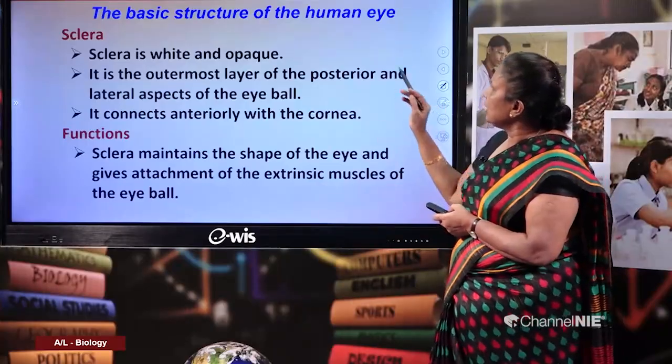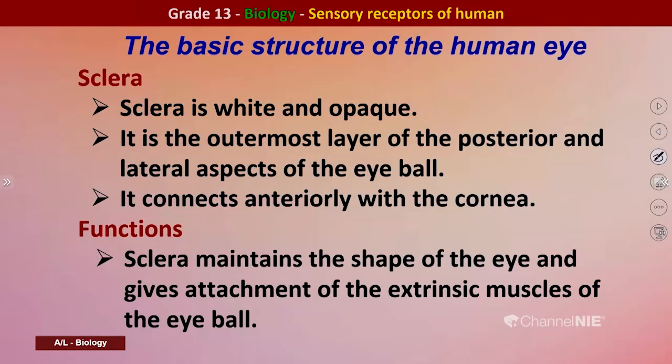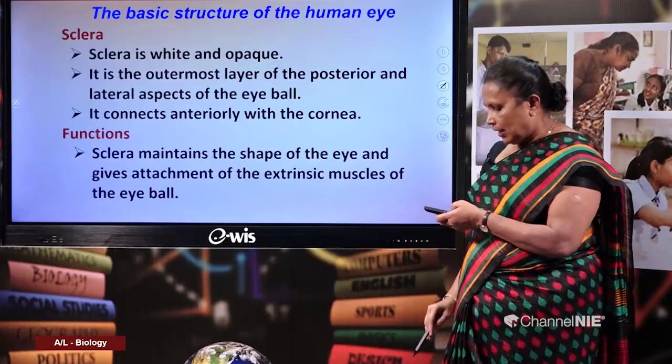Basic structure of the human eye: the sclera is white and opaque. It is the outermost layer of the posterior and lateral aspects of the eyeball, and connects anteriorly with the cornea. The sclera maintains the shape of the eye and gives attachment to the extrinsic muscles of the eyeball.